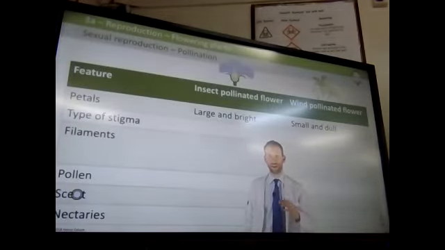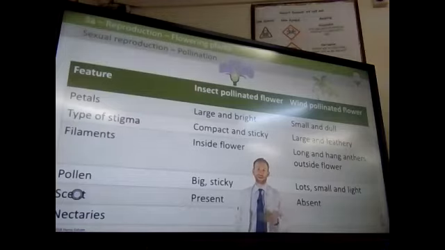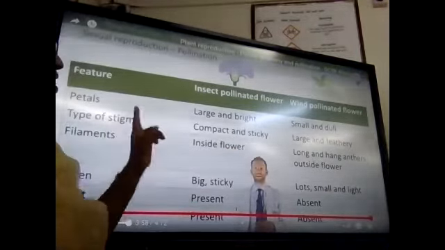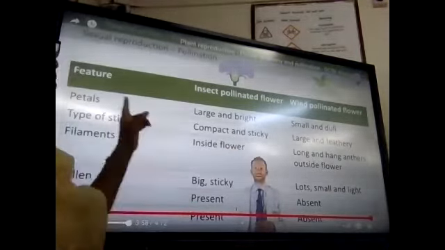There are so many questions that come up in the IGCSE about comparing and contrasting these two types of flowers. This is actually not included in the syllabus, I think, but you must know it. About the petals: large and bright in one, small and dull in the other. Types of stigma: one is compact and sticky, the other is large and feathery. The filaments are inside the flower in insect pollinated, and outside in wind pollinated. Then the pollens are big and sticky here, and there are lots of small and light pollens in wind pollinated.